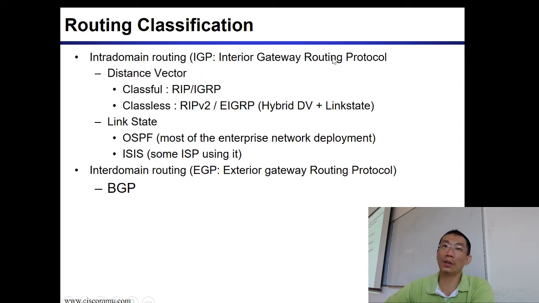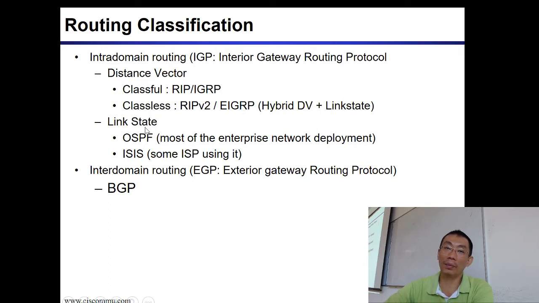Let's begin. If you look at the routing classification, you have intra-domain routing. In intra-domain routing, you have two types. One is the distance vector. Inside distance vector, you separate into two components, which are classful and classless. Classful is IGRP and RIP. Classless will be RIP version 2 and EIGRP. Some say EIGRP is also a hybrid routing protocol that includes distance vector and link state.